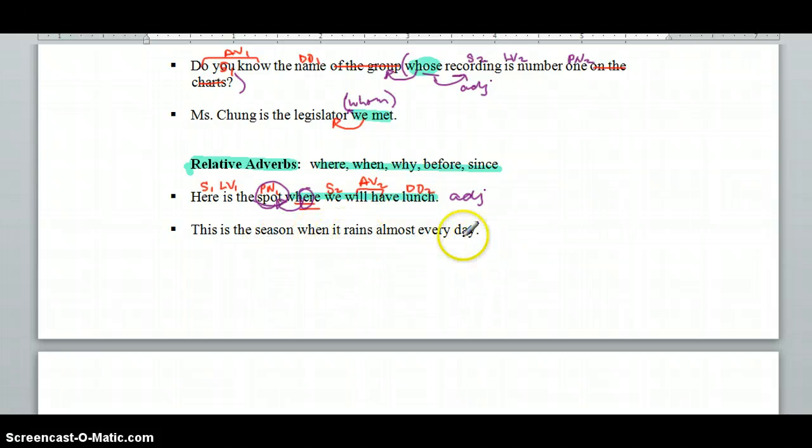This is a season when it rains almost every day. There's that relative adverb. So linking verb: this is, pronoun this, season, predicate nominative, it, my subject, action verb rains, almost every day. Tells me more about when it's raining. So here is my subordinate clause, when it rains every day, still telling me more about season. Which season? The one when it rains every day. That makes this an adjective clause.